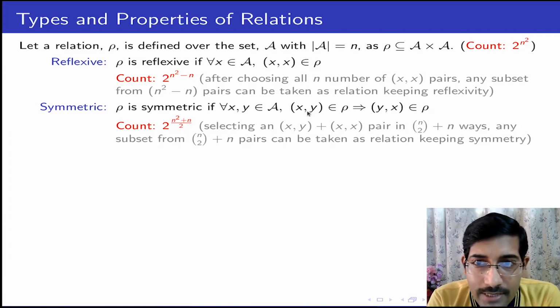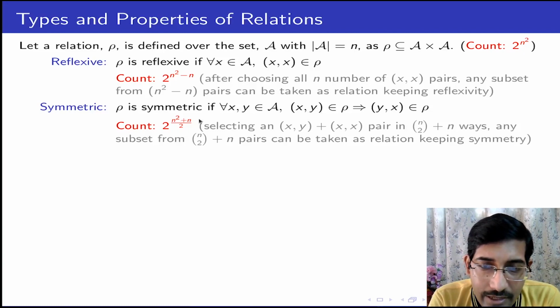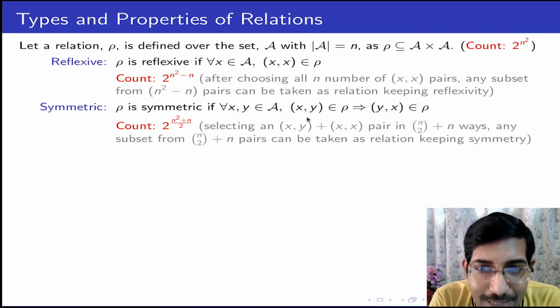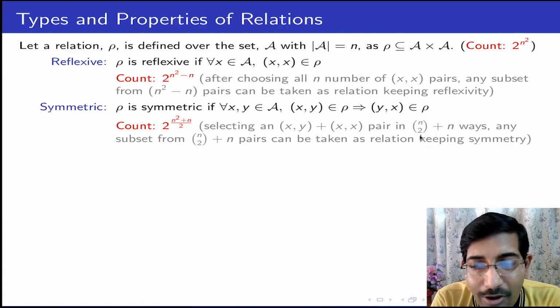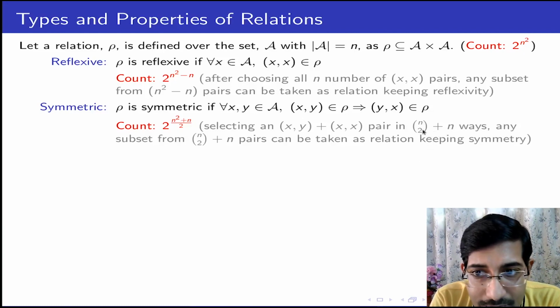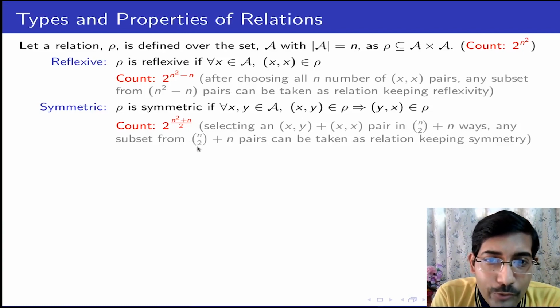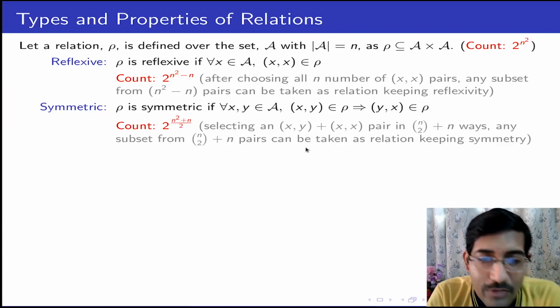To illustrate that, if you take (x,x), it is symmetric. If you take (x,y), it will be symmetric if you include (y,x). So how many such (x,y) pairs are possible? That is nC2. And how many (x,x) pairs are possible? That is n. Among these, you can take one or you cannot take one. So from the nC2 pairs, if you take one, automatically I include the reverse part. That's why it is not n square, it is nC2 choices. So the total count will be 2 to the power nC2 plus n, which is 2 to the power (n square plus n) by 2.